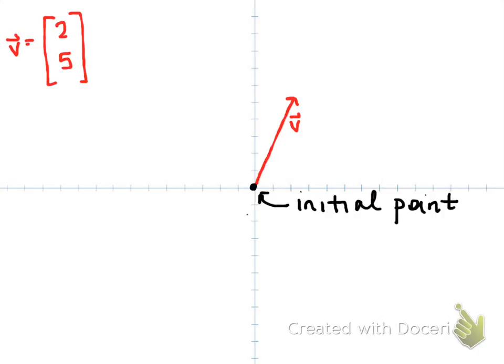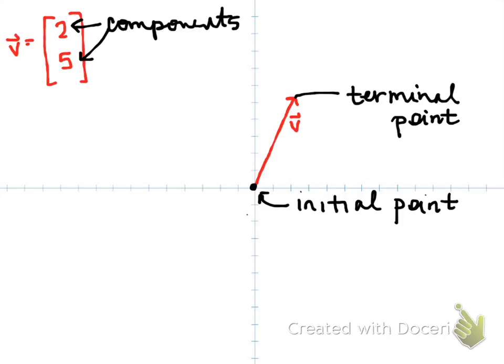So here's our vector v. It has an initial point. When we're talking about putting vectors in the xy plane, we're going to use the origin as our initial point, and the point 2, 5 is our terminal point. So vectors have a direction. Think of it as a directed line segment. It has an initial point and a terminal point. And we think of 2 and 5 as the components of the vector. So when I say component, it means these entries in the vector.